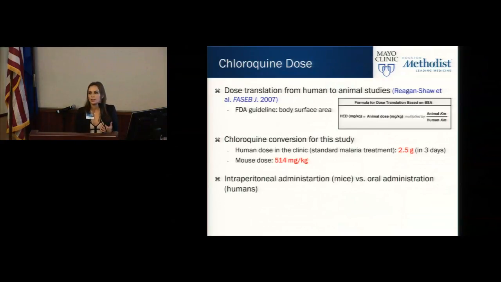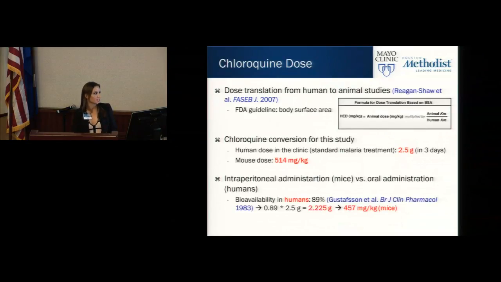But for practical reasons, we were doing intraperitoneal injections in the mice, and in humans, this drug is given orally. So we also wanted to take into account the bioavailability, which is how much of the drug is absorbed by the intestines. So for chloroquine, that's 89%. And so we recalculated this, and we ended up giving a dose to the mice that was lower than the standard human dose.